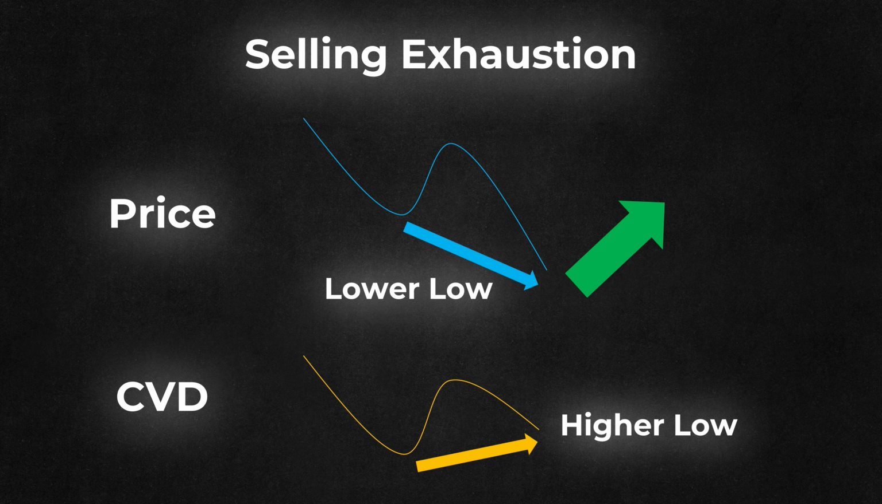If price is creating lower lows, but the CVD is making higher lows, it means that sellers are losing steam, and price might reverse to the upside soon. This is the selling exhaustion.